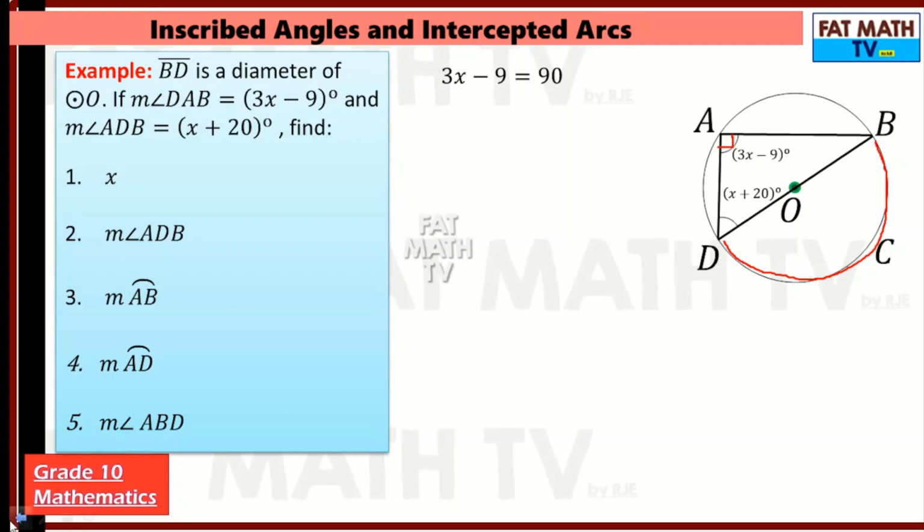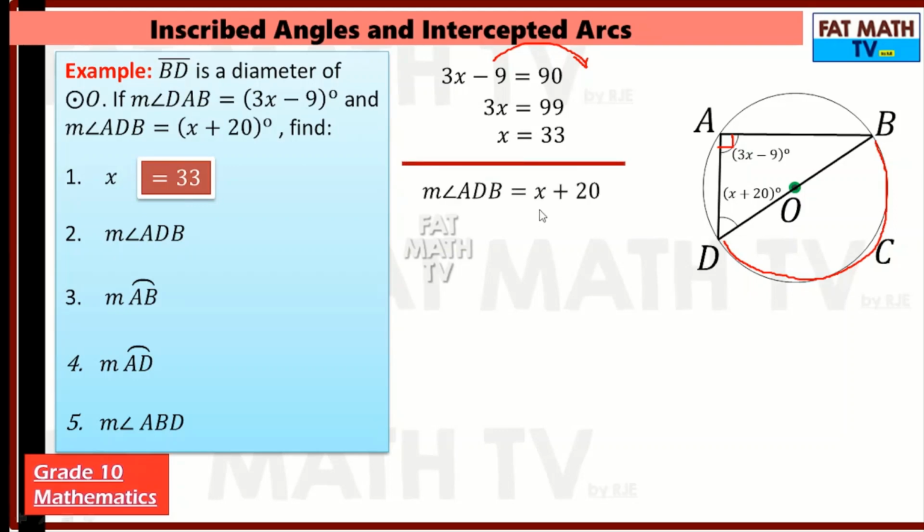Solve the equation. Okay, so add 9 to both sides. You will have 90 plus 9. That's 99. Divide both sides by 3. That is 33. So x is 33. So if x is 33, the measure of angle ADB is x plus 20. So 33 plus 20 because x is 33 as solved here. So that is 53. So measure of angle ADB is 53. Where's ADB? ADB. So this one is 53.